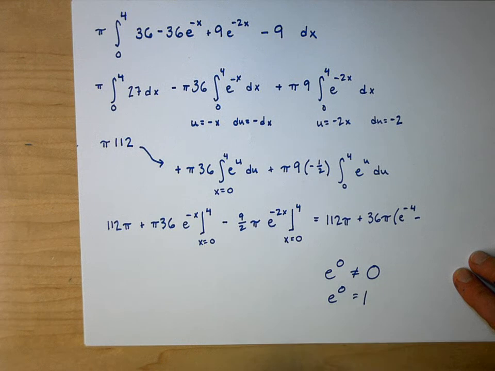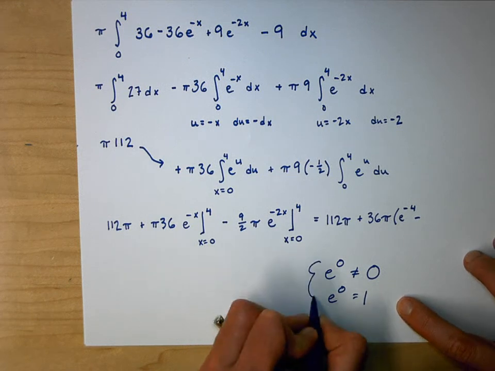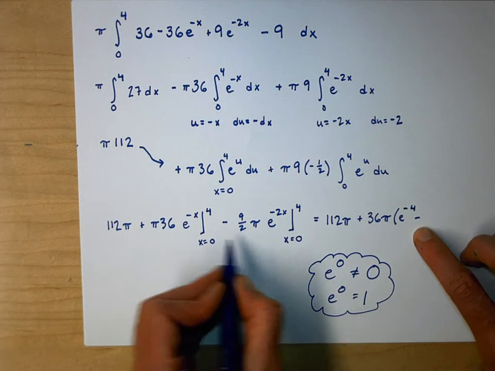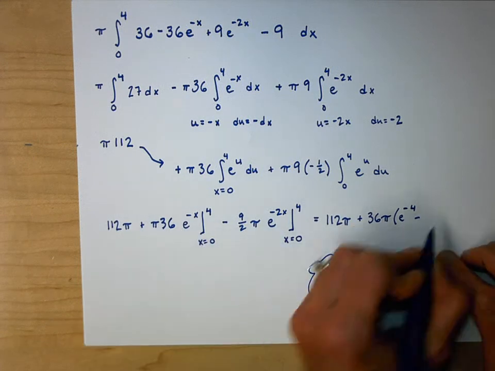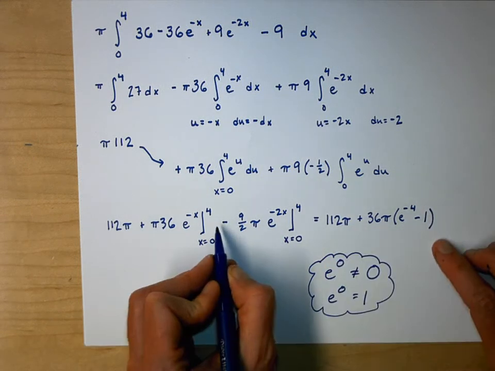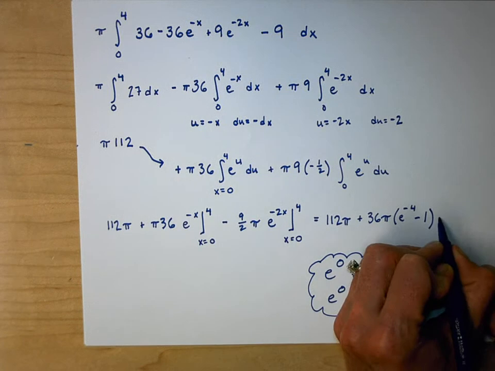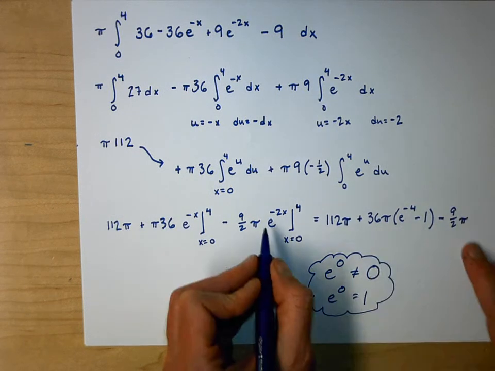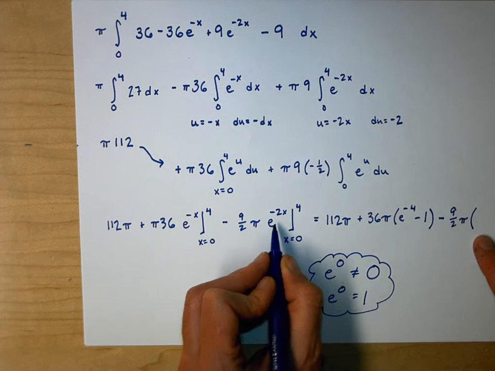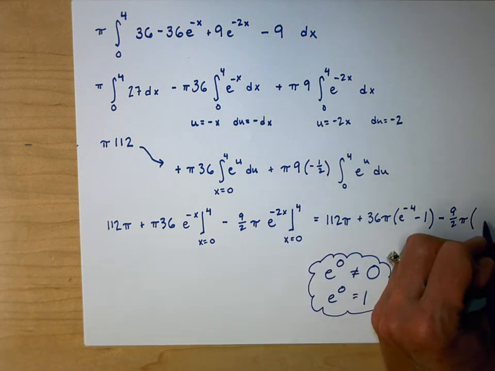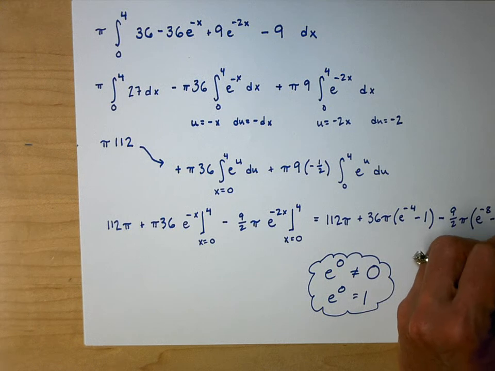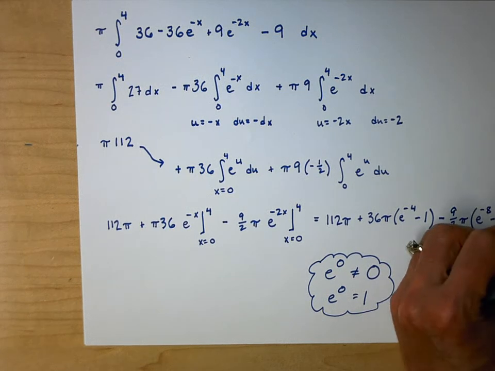That's a common error that I see all the time. So this is my thought bubble reminder. So now you'll never make that mistake, right? So e to the 0 minus 1. And for the final term, I get minus 9/2 pi times e to the negative 2 times 4 becomes e to the negative 8 minus 1. And I could plug that into a calculator to simplify if I wanted.